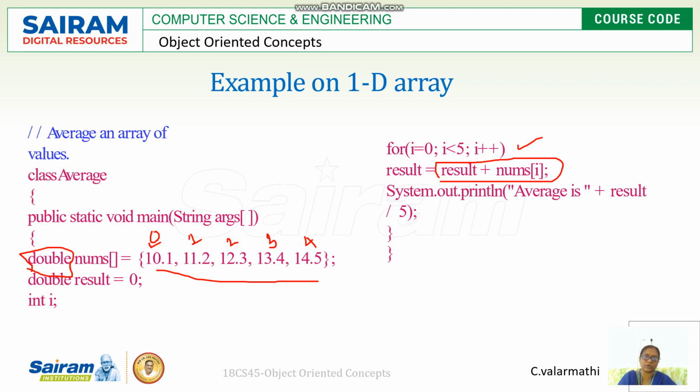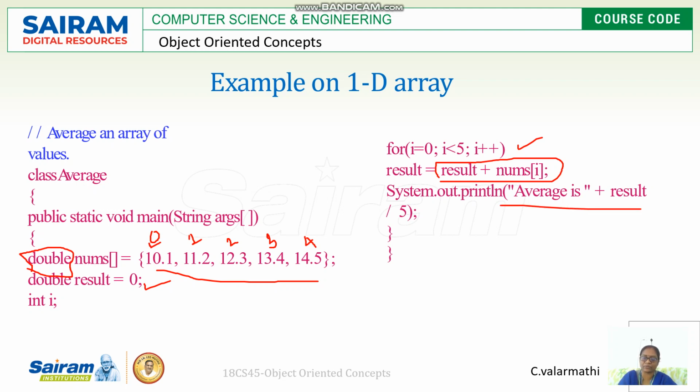Initially, before adding, we have to initialize the value of result to 0. Why? So that the result value is not overwritten; to avoid an overwritten result value, we have to initialize it as 0. So result equal to result plus nums[5]. This will be printed as the average value.